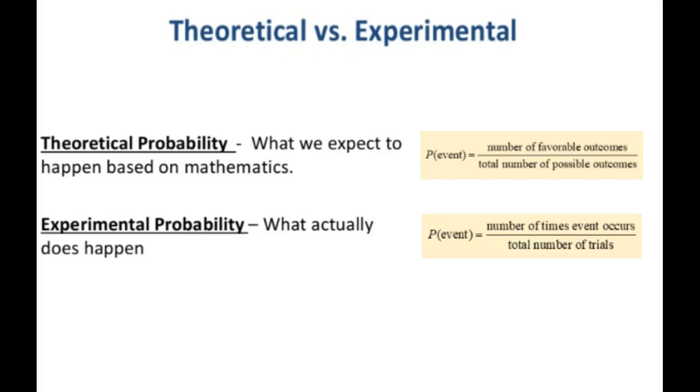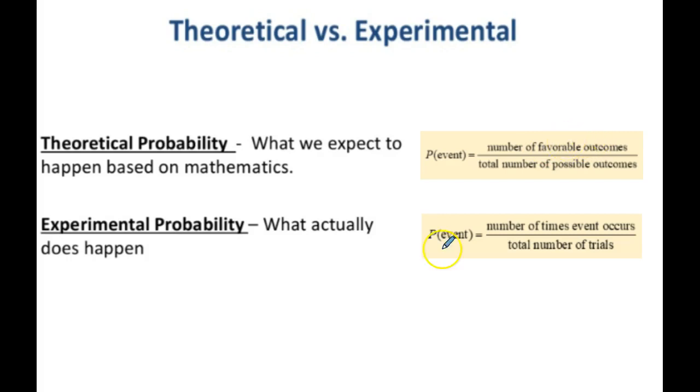First, we need to discuss the difference between theoretical and experimental probability. Theoretical is referring to what we expect to happen based on mathematics. Experimental probability refers to what actually happens when you perform some experiment. Okay, so you can see some equations on the right. If we're taking the probability of some event, the theoretical equation tells us we're taking the number of favorable outcomes divided by the total number of possible outcomes.